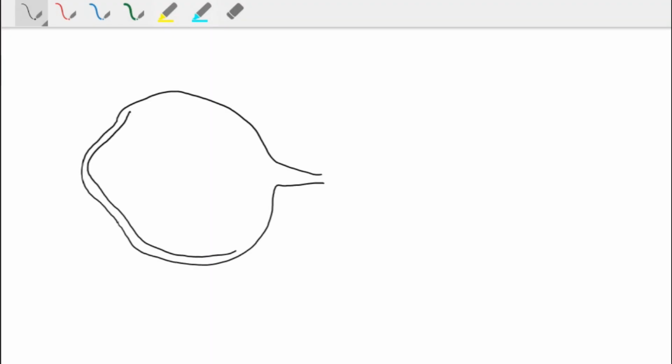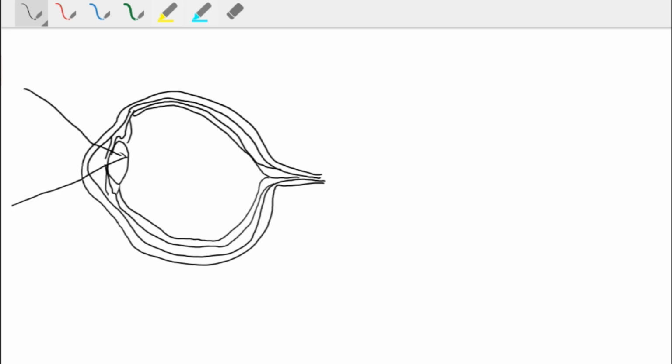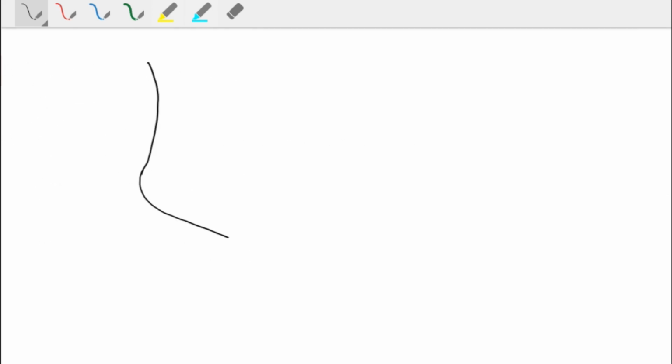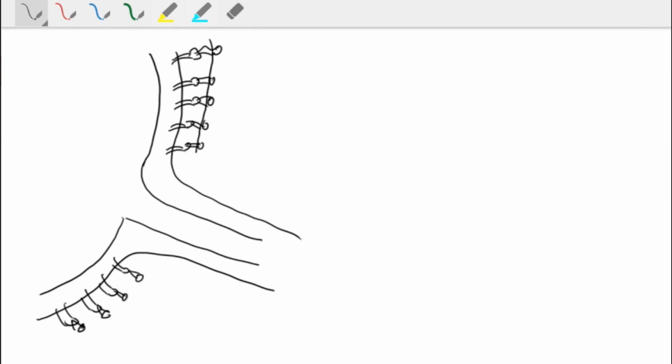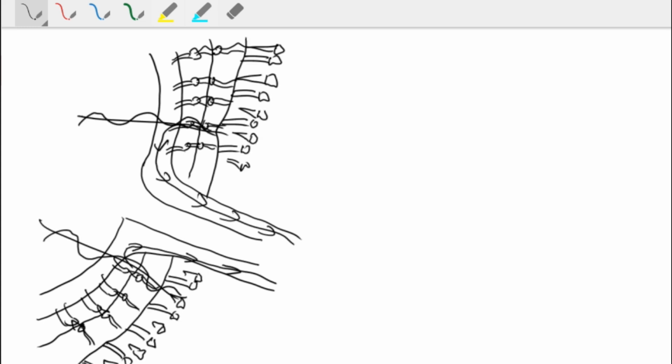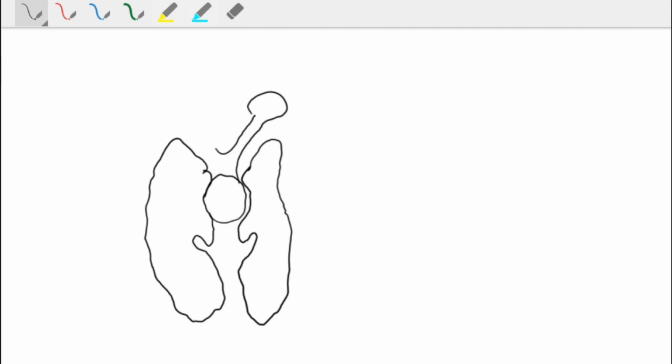So, how does this work? First, light waves from the environment pass through the cornea and through the pupil where the lenses focus the light onto the retina. This is where rods and cones convert the light waves into signals, which are then processed by ganglion cells and sent to the brain by the optic nerve through the thalamus and then processed in the visual cortex.